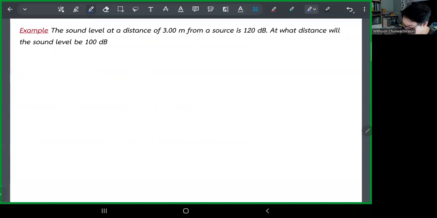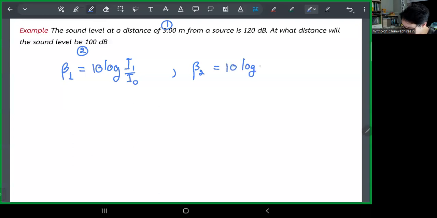So it's two scenarios. Let me call the first scenario number 1, when you stay close to the source, and when you move away, let's call it scenario number 2. Then you can write out everything, using subscripts to distinguish between these two scenarios. So the first sound level, let's call it beta 1, is going to be 10 log I1 over I0. Same thing for the second scenario. Let me use subscript 2, and it's going to be 10 log of I2 over I0.